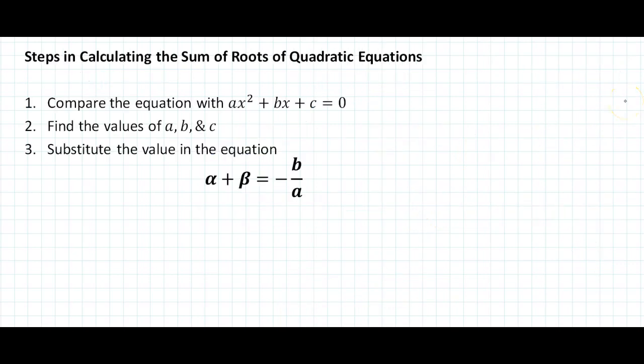So now how do we go about calculating the sum of the roots of a quadratic equation? First of all, you have to express the equation in this format, ax squared plus bx plus c equal to 0. And then you're going to compare your equation with this standard equation so you can get the values of a, b, and c. And then you will now substitute the values of a and b into this equation. So alpha plus beta, which is what we did as x1 plus x2, is equal to negative b over a. So now let's apply this to some examples.